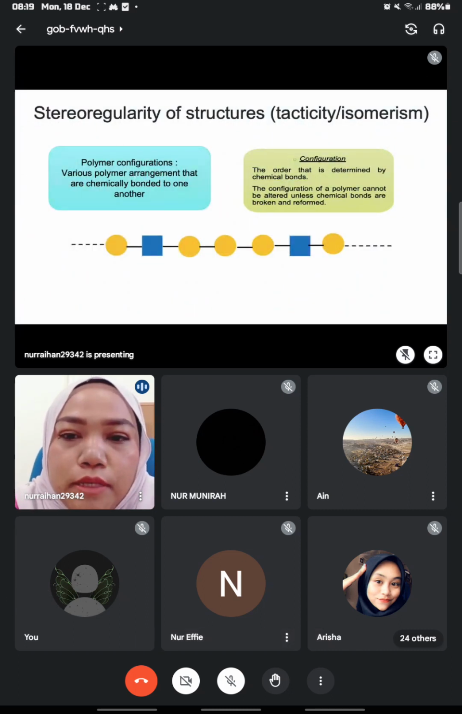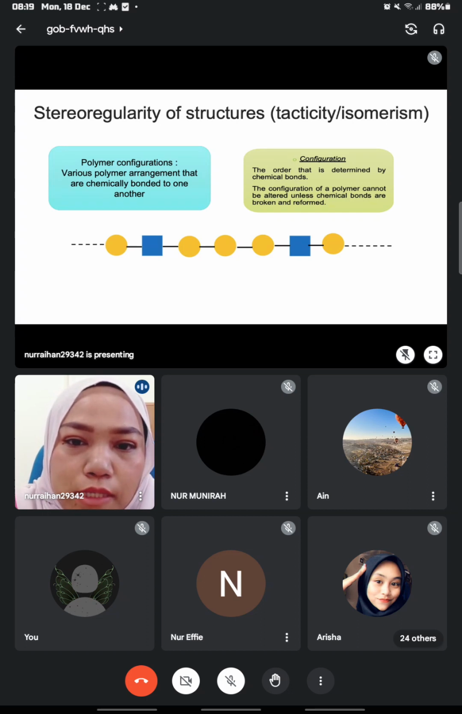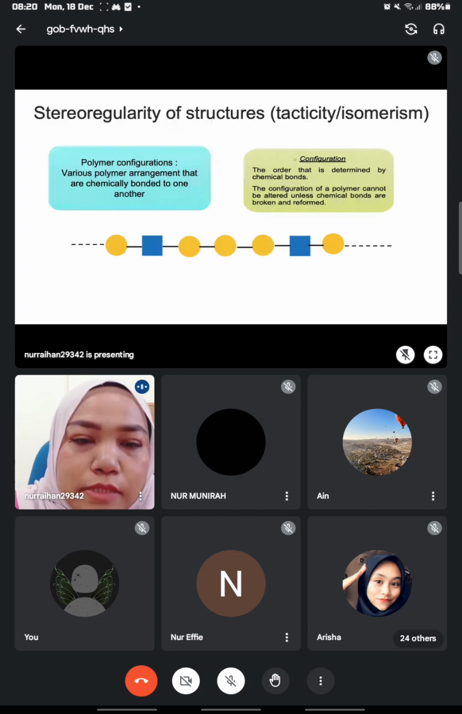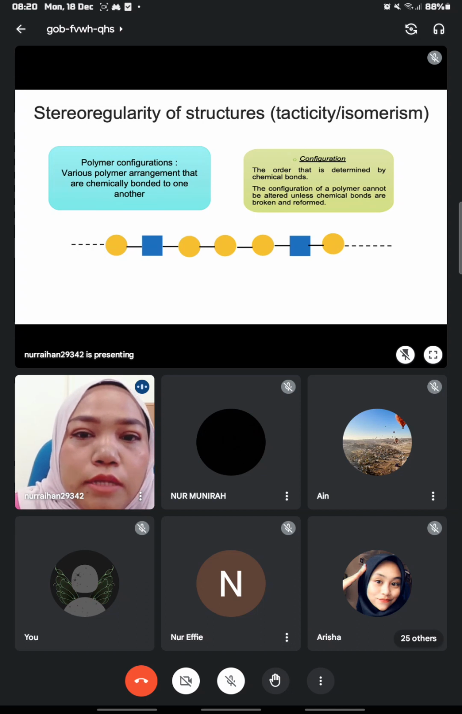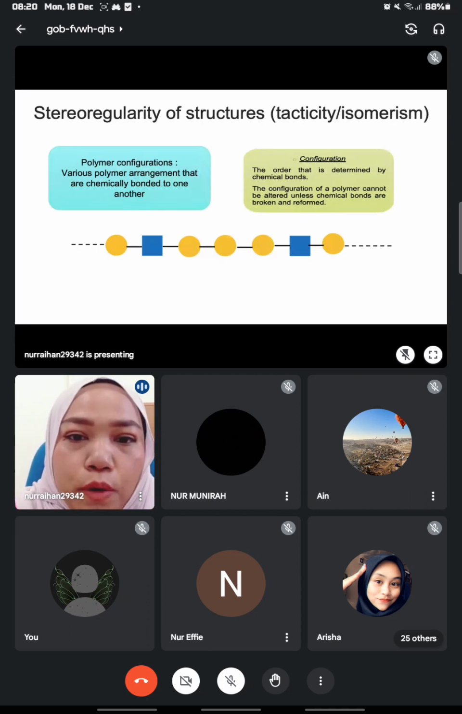Okay, so before this, you learned about the conformation, polymer conformation. So for today, configuration. What is the difference between conformation and configuration? First, conformation is about the bond rotation. The bond rotation means that after you apply the energy, the bond will start to be mobile. They have the ability to move, and they will rotate at certain angles. That is a conformation. So conformation only occurs in a single bond.